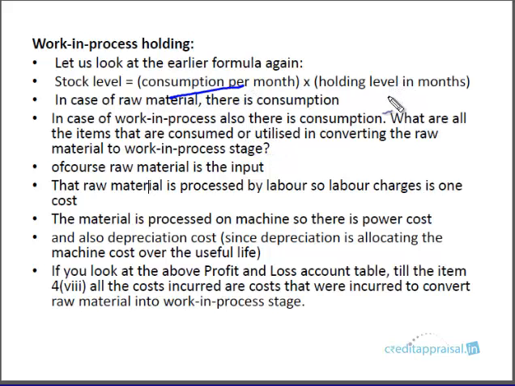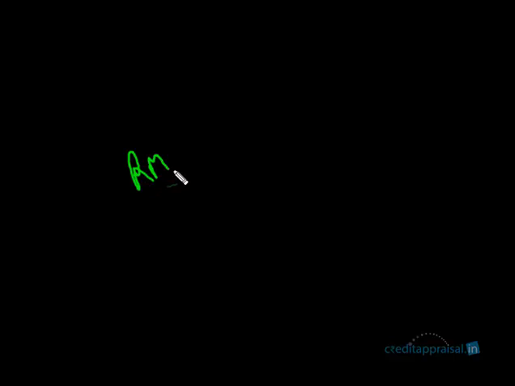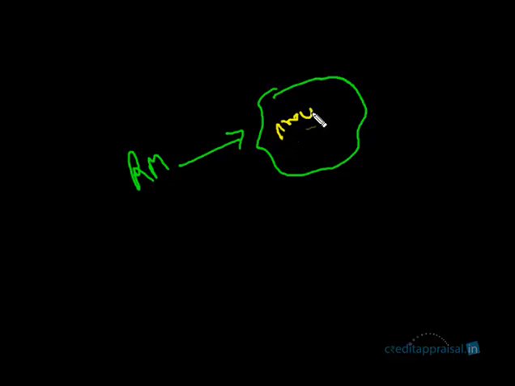In the case of raw material, we can understand what is consumption. Per month, how much raw material is being consumed in the production process, that is intuitive. But in the case of work in progress, what do you mean by consumption? If you see the production process, the raw material is going to undergo some processing, and finally we're going to get the finished goods.